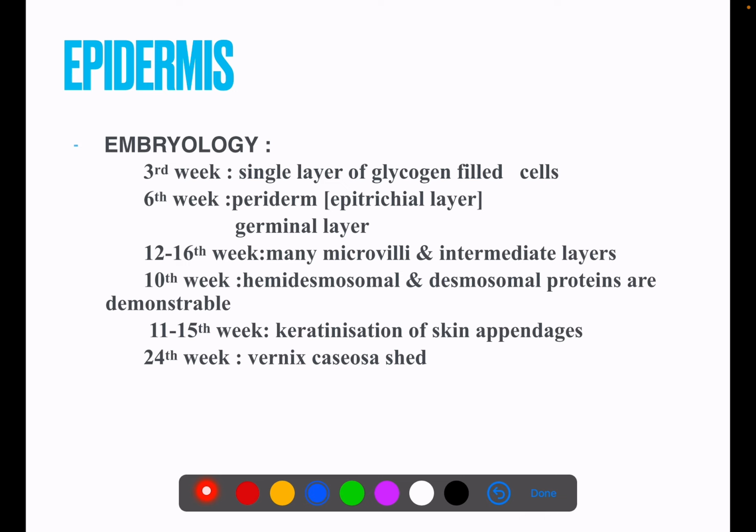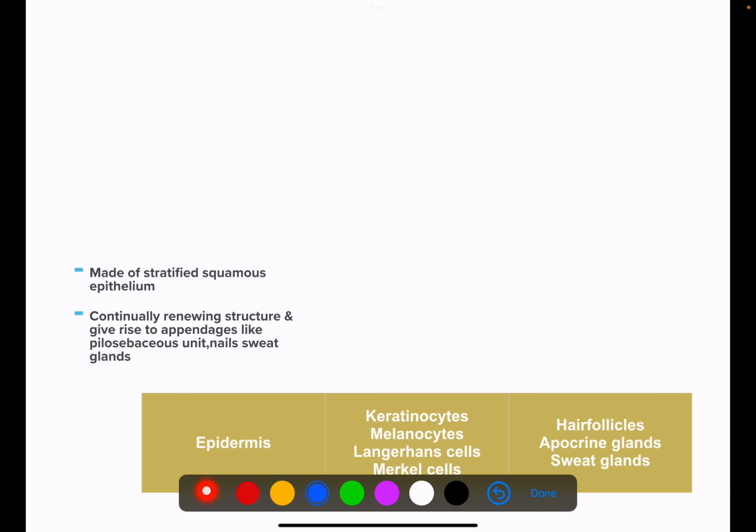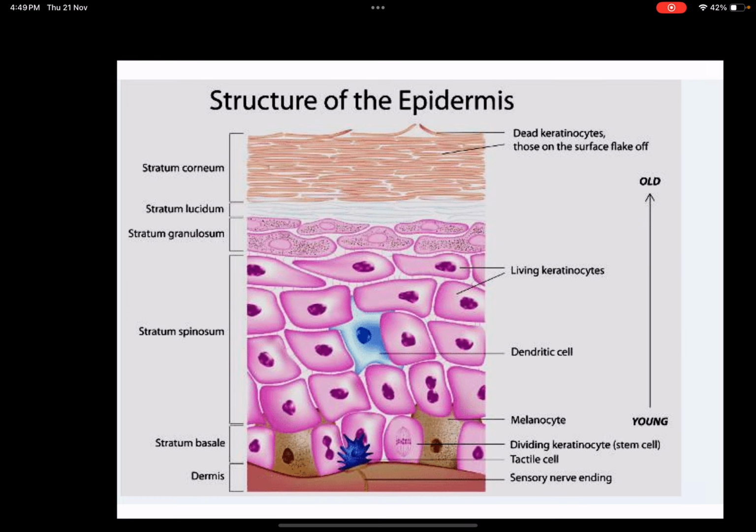So in the sixth week we have periderm, epitrichial layer or germinal layer. In the 12th to 16th week, many microvilli and intermediate layers are formed. In the 10th week we have hemidesmosomes and desmosomal proteins. In the 11th to 15th week, keratinization of skin appendages. What is keratinization? We'll be discussing it in coming chapters. Basically, keratinization is the formation of keratin. What is keratin? This is a type of cell.